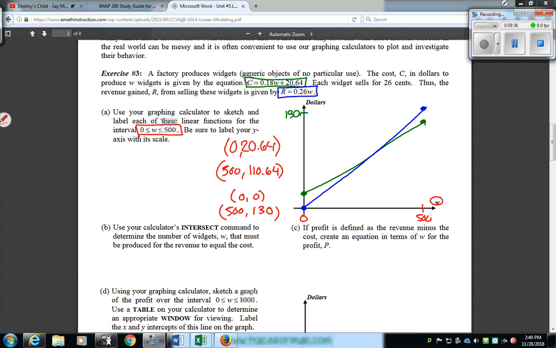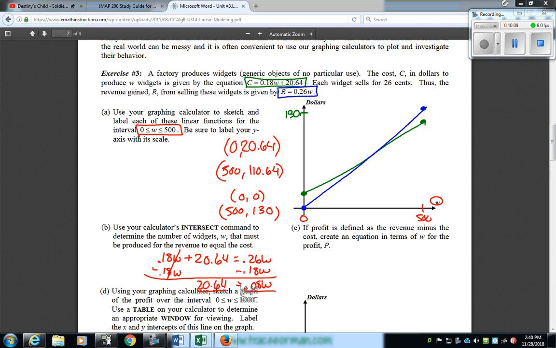So we're going to go ahead and actually do this one algebraically. We'll go ahead and set these equal to each other. So I'm going to subtract the 0.18W on each side. Then I have $20.64 equals 0.08W, and then I can divide each side by 0.08.